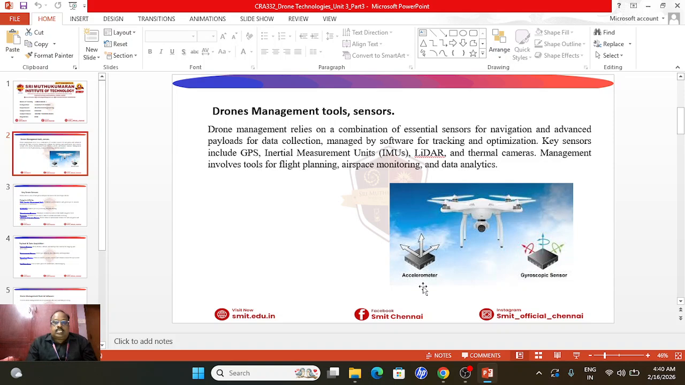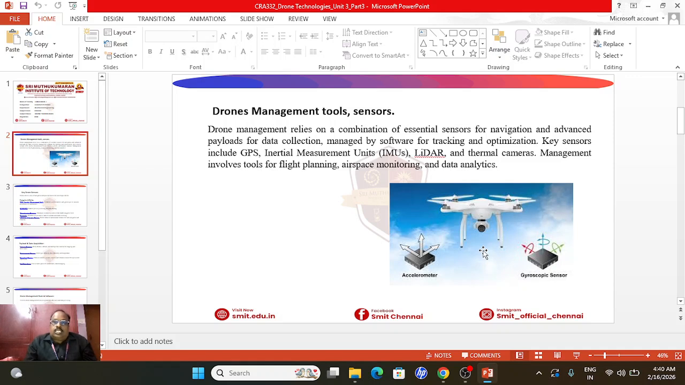Tools such as the accelerometer and gyroscopic sensor are used to realize the combination of essential sensors for navigation and advanced payloads for data collection. These are also managed by software for tracking and optimization. The technique involves how the management tools are introduced in the drone, followed by the tools and sensor tracking, and how the elements will be tracked and optimized.